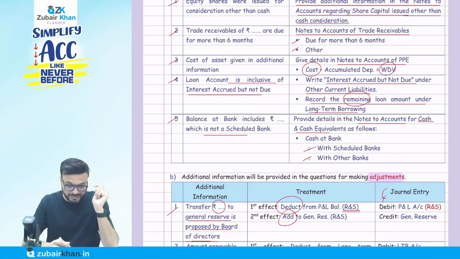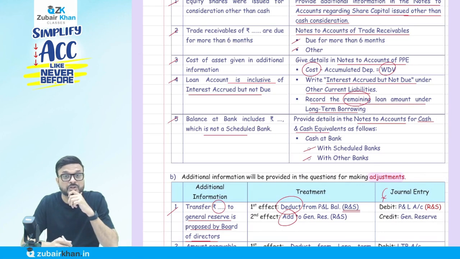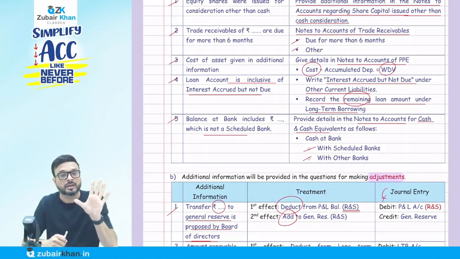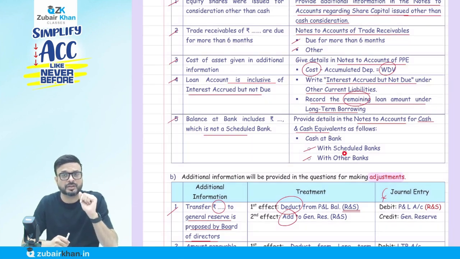Now, balance at bank includes rupees which are not with a scheduled bank. So it is mentioned how much we have with a scheduled bank and how much we have with another bank, which is not a scheduled bank. So we have to write it down as other bank, and the scheduled bank balance will come as the balancing figure. For example, if they give you 1 lakh rupees as the total balance in bank, and 80,000 is with another bank, meaning not a scheduled bank, so 20,000 is with the scheduled bank.